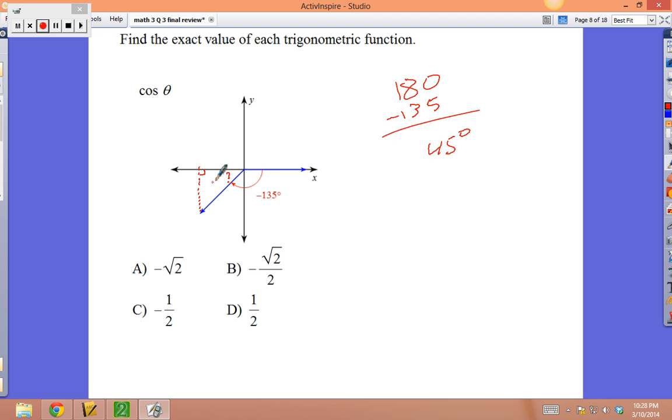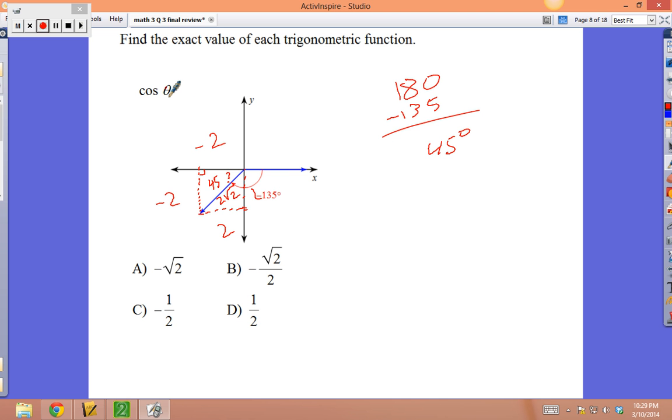So I know this little sliver right here is a 45-degree angle. And if it is a 45-degree angle, I know it's half of a square. And I can make up any dimensions I want for this square. So if I want it to be 2 by 2 by 2 by 2, we're in good shape. But now, this is actually -2, and this is actually -2, because I'm going 2 to the left, and then I'm going to go down 2. So if this is -2, this is -2, my hypotenuse is always going to be positive, and it's going to be 2 square roots of 2.